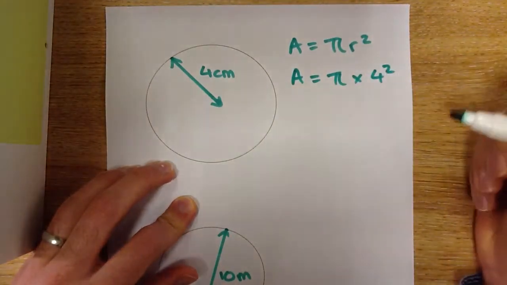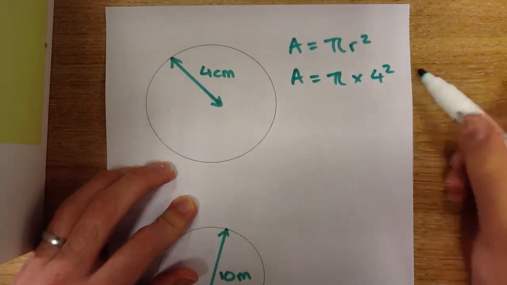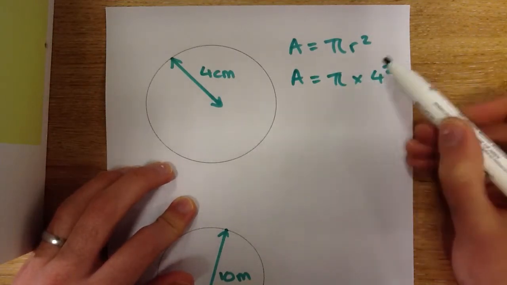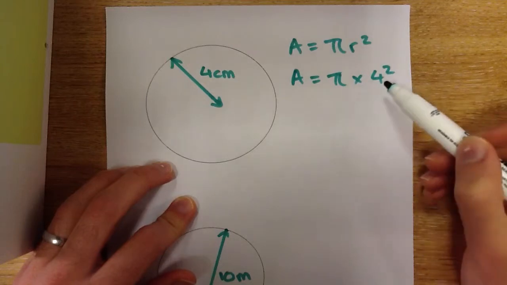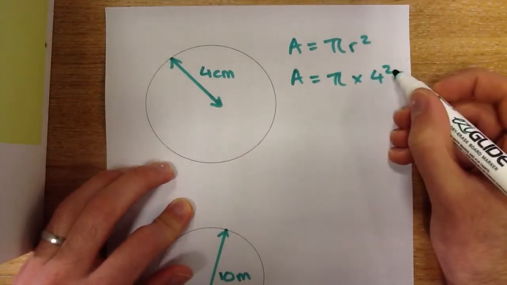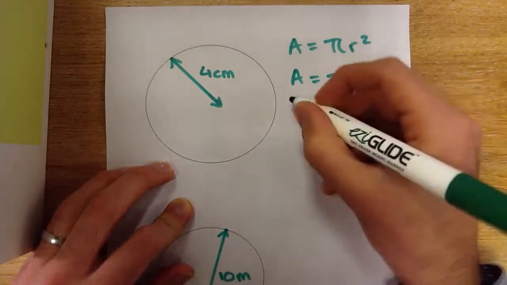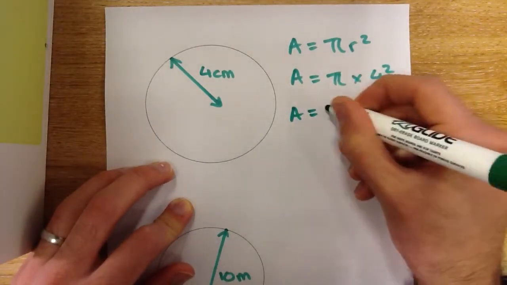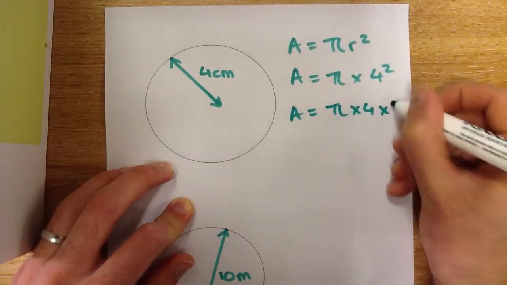squared. Now a mistake that a lot of you made in lesson was you thought 4 squared was 8. Remember, this does not mean 4 times 2. It means 4 multiplied by itself, so 4 times 4. So that means A is pi times 4 times 4.